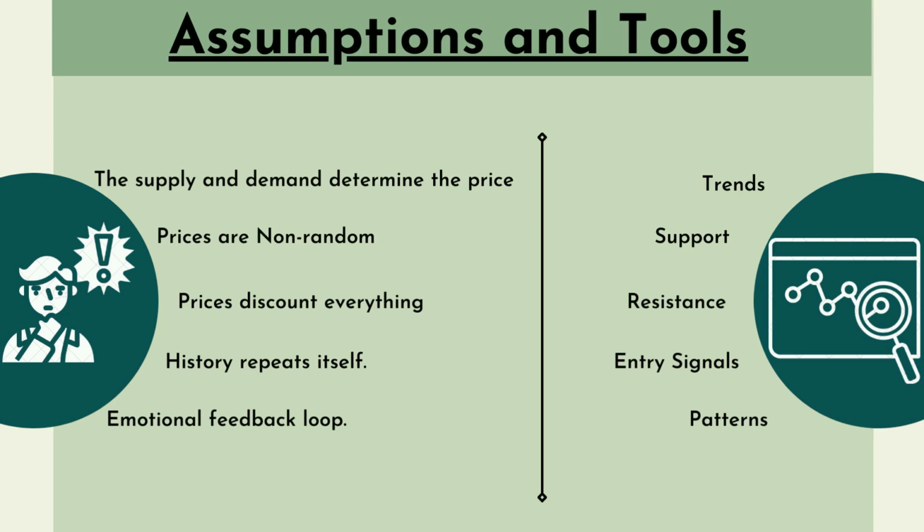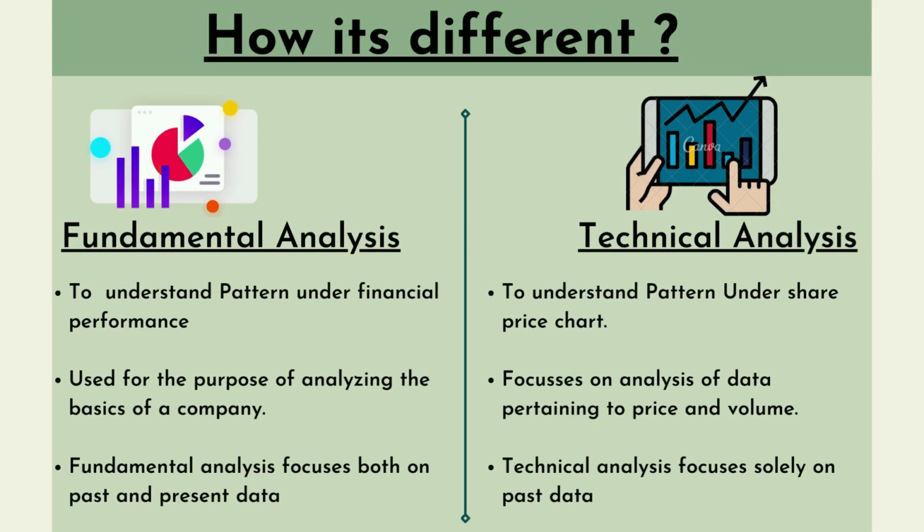Moving to the part of tool, the first tool is trends. Trend is an overall direction of a market or an asset price. And the second is support, which means that something that prevents the price from falling further. Resistance is something which stops the price from rising further. And the rest of the tools are entry signals and patterns.